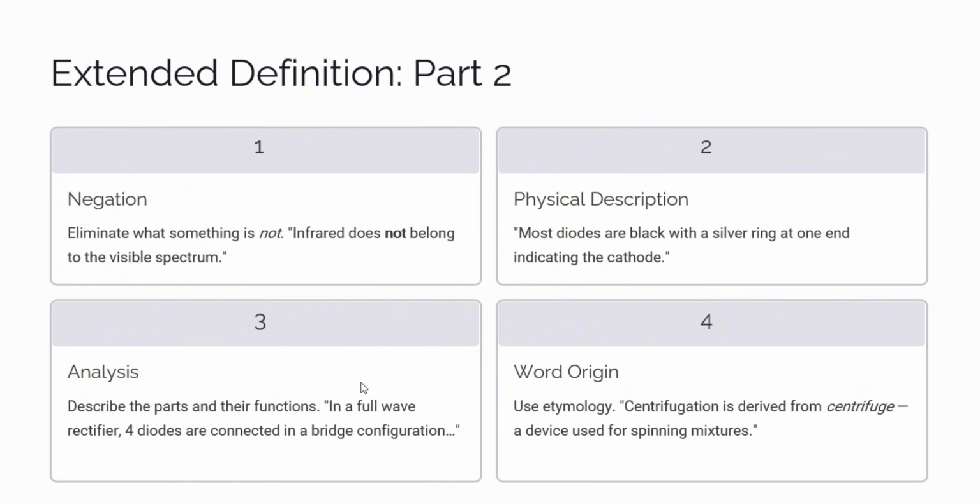Then the last but not the least here is word origin. That is etymology, the origin of the word. If you see the word centrifugation, centrifugation is derived from centrifuge. So the origin of the word here is centrifuge. So what is a centrifuge? A centrifuge is a device that is used for spinning mixtures. So when you're able to define centrifuge, you should be able to know the meaning of centrifugation.